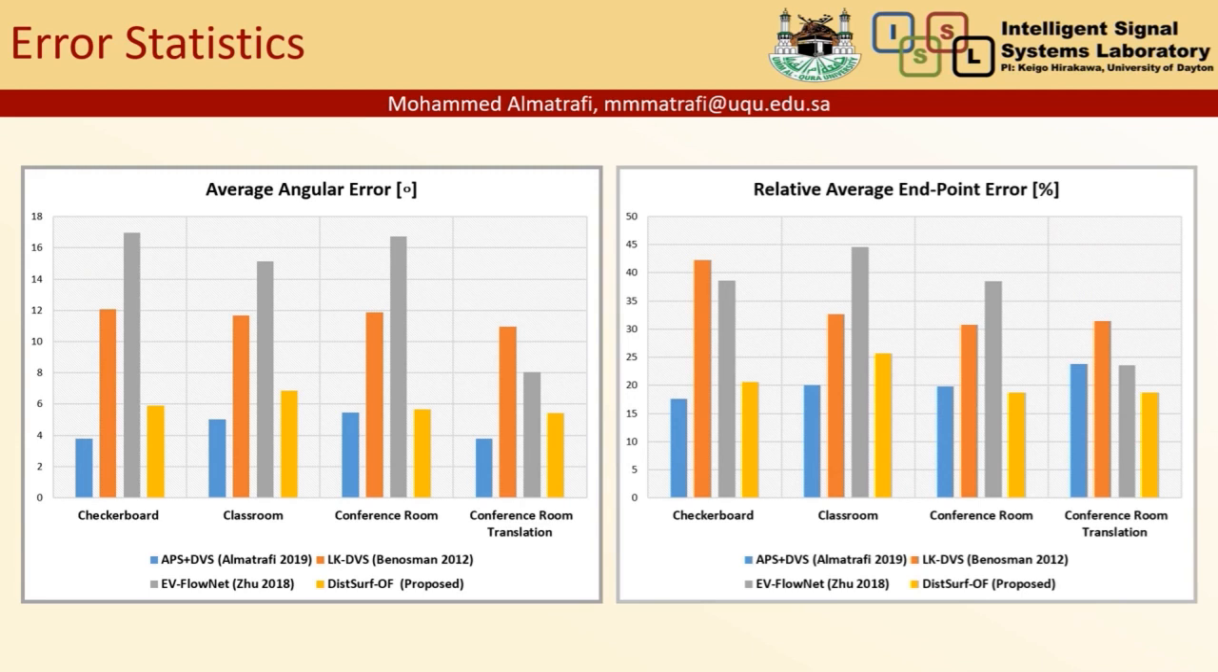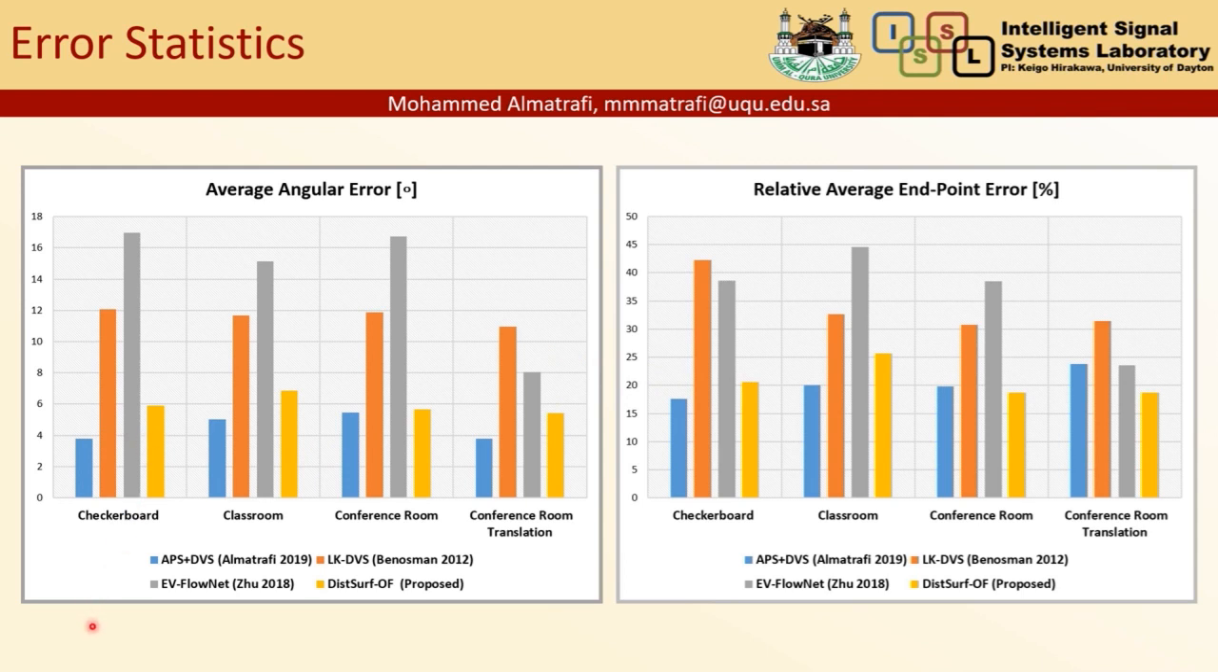For error statistics, we report the average angular error as well as the relative average endpoint error, referring to motion angle and magnitude respectively. In our paper, we have shown that our denoising algorithm improves all DFS-based methods, including ours, and therefore we only report results with denoising. In both plots, blue is the ABS plus DFS method, orange is the Locus Uncanny DFS-based method, gray is the learning-based method, yellow is our proposed method.